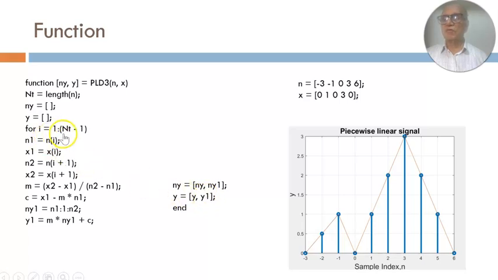Next time I go through the loop, what is going to happen? This i will be 2, and this is of course nt minus 1. So this is going to be 4. Now this is 2. So when you evaluate the next segment, understand that the last point of the previous segment is going to be the first point of this segment. So that is going to be repeated.